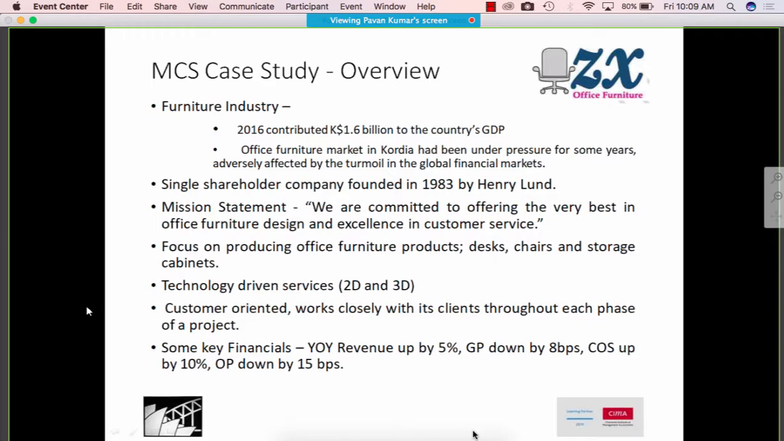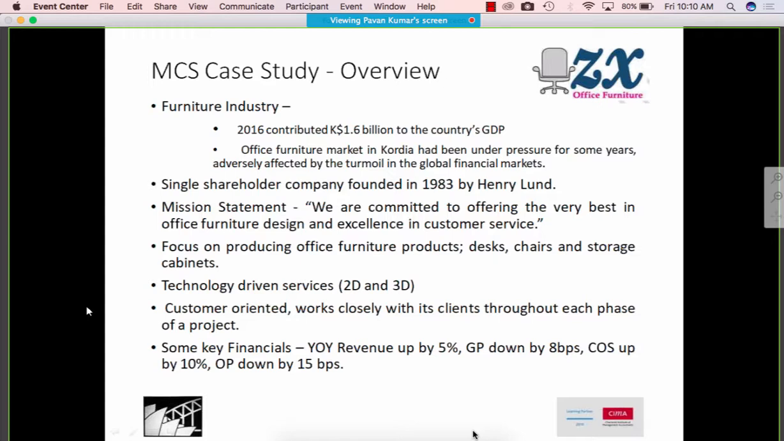And let us look at some of the key financials here. Year on year, over 2015 and 2016, the revenue has gone up by 5% if you calculate it yourself. The gross profit has gone down by 8 basis points. I'm not comparing percentages here, I'm comparing the basis points, percentage versus percentage, because when it comes to profit, we should not compare the dollar values. We should compare the percentages.